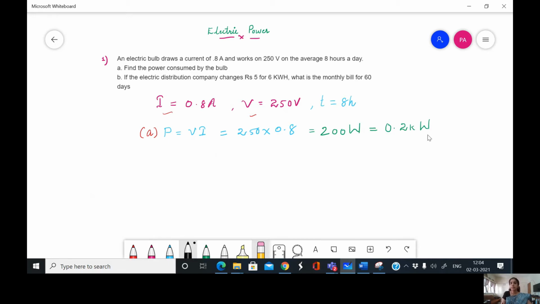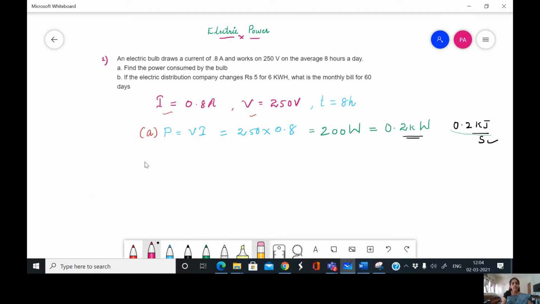So what do we mean by saying the power of the bulb is 0.2 kilowatt? That means when you work this bulb, so let me write here, kilowatt means kilojoule per second. When you work this bulb for 1 second, how much energy is consumed by the bulb? It is 0.2 kilojoule, or 0.2 into 10 raised to 3 joule. That is the meaning of saying the power of this bulb is 0.2 kilowatt. Okay, so we have solved the first part of the question: find the power consumed by the bulb.